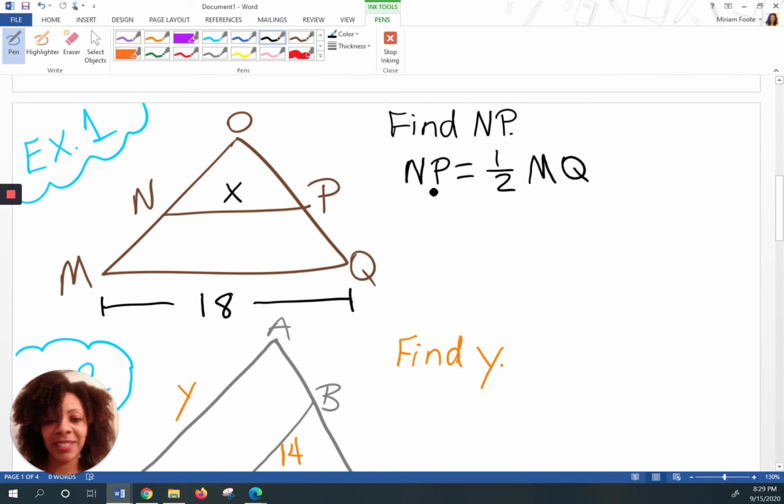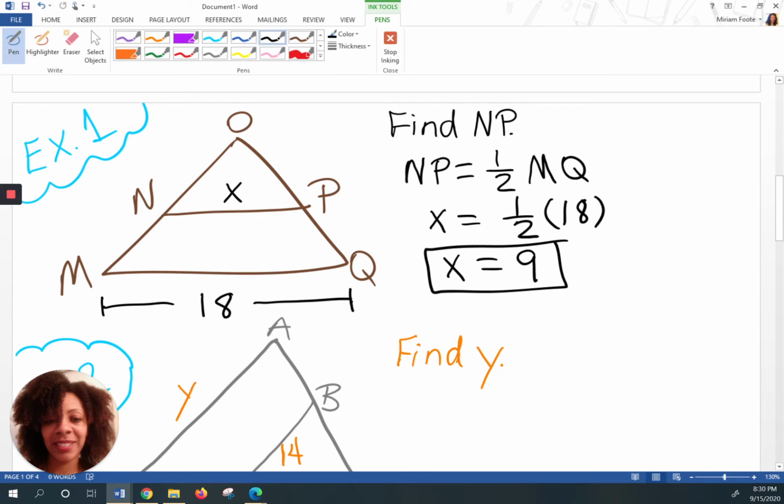Substitute what I know. I know NP is what I'm trying to find, so I can either leave it as NP or I can replace it with X equals 1/2 of MQ. Well, I'm told that MQ is 18. So this simply means 1 times 18 and then divide by 2. So X is equal to 9, which is NP. I could rewrite that NP is equal to 9, but it's the same answer.